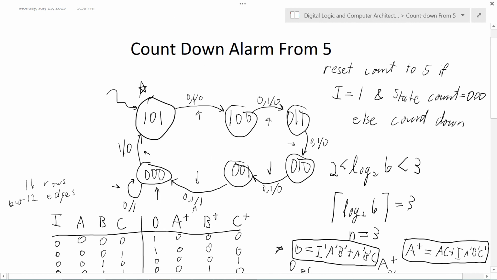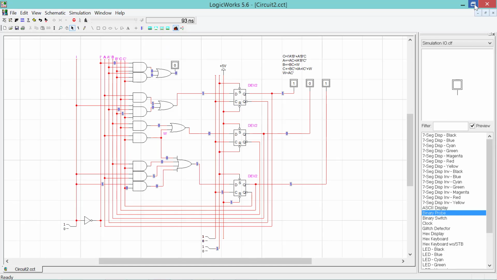On input 1, it should go to state 4. Input 1 from state 5 should go to state 4. Let us look at what is happening. Well, 1, 0, 1 is state 5. We should see 1, 0, 0. The difference between 1, 0, 1 and 1, 0, 0 is this single bit here, C+. Very likely we have an issue.